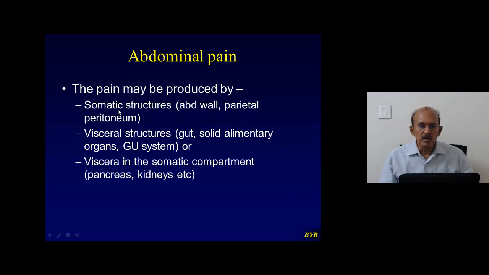And the pain also can be due to viscera that are there in the somatic compartment. For example, pancreas and kidneys, they are in the retroperitoneal area. The peritoneal cavity is called the visceral sac of the abdomen. All the structures that are there in the peritoneal cavity are the viscera of the abdomen. But some viscera are there outside the peritoneal cavity also. They are the pancreas, kidneys, ascending and descending colons, and duodenum.